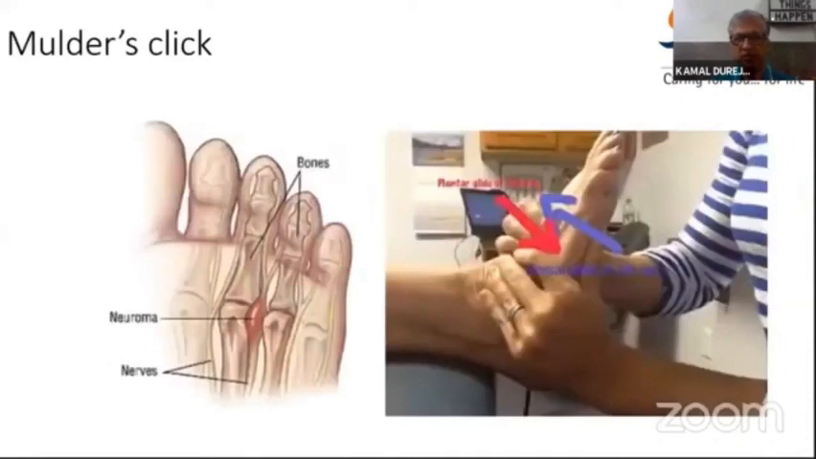Mulder's click is a test performed by moving your metatarsals dorsally and plantarly. You glide them, and if there is a neuroma between the third and fourth, and sometimes between the fourth and fifth metatarsal MTP joints, then the patient will complain of pain, and you can also observe a kind of click with your hand.